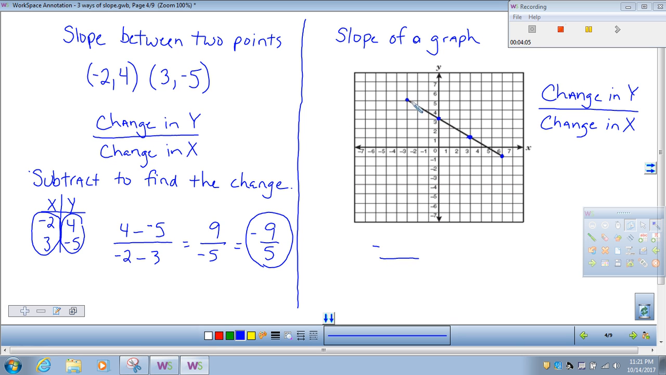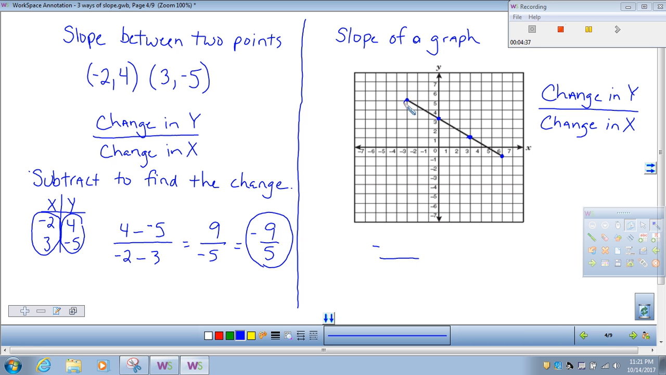So now we can come in, and slope goes from one point to another point. So I've got to go either up or down first, depending on which point I'm starting at. What we don't want to do is go left or right. Whatever you do first, you always end up putting on the top. So we always go up or down first.